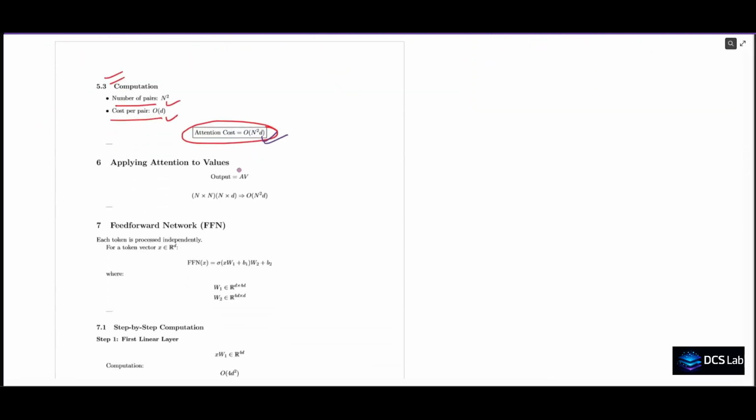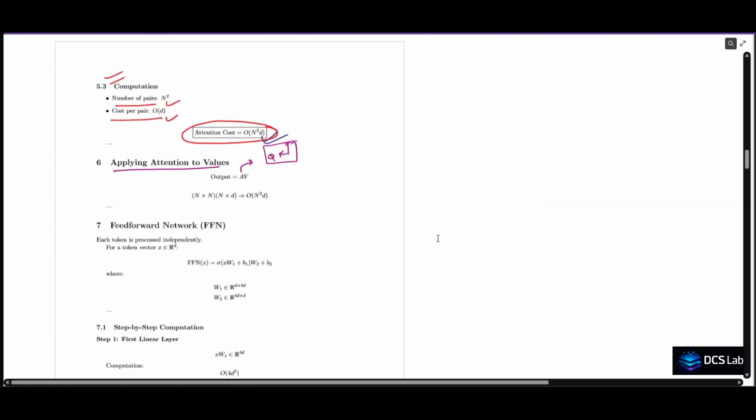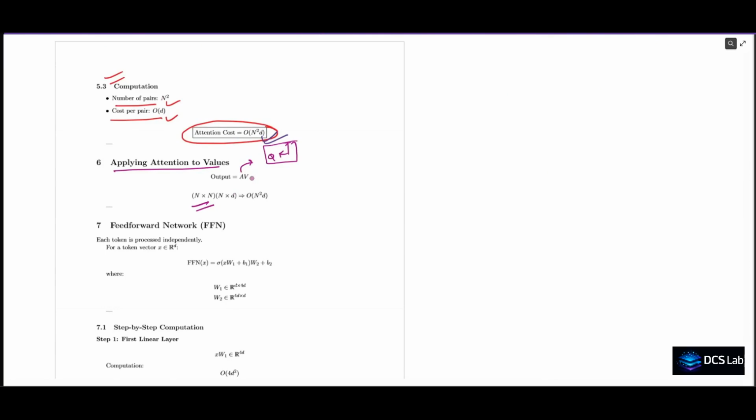So here, applying attention to values. A is equal to QK transpose. We already did this. And if you see QK transpose, the resultant matrix was of dimension n cross n. So we have n cross n here. The V that we know is n cross d, the value matrix dimension. Now, what will be the matrix multiplication cost here? It equals n into n into d, which is order n square d.